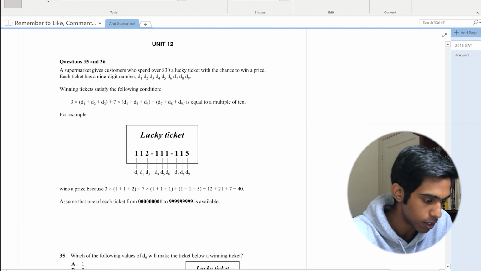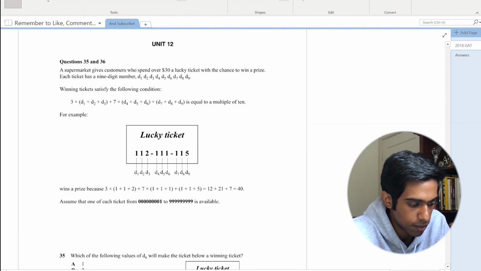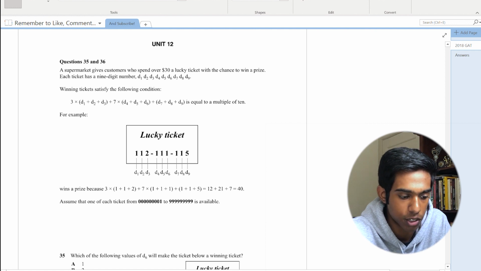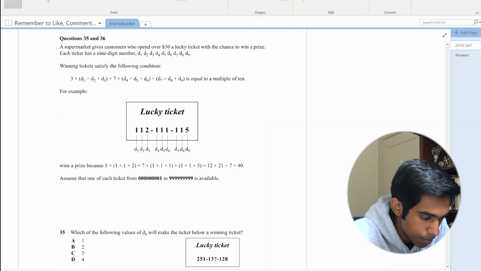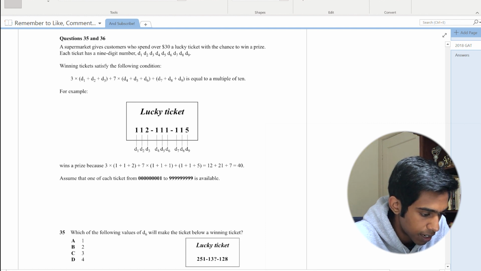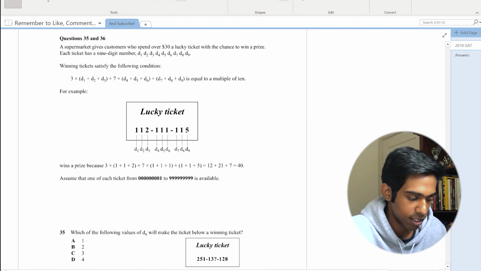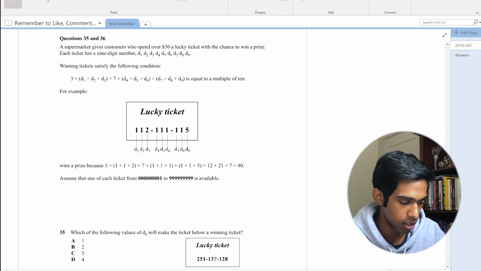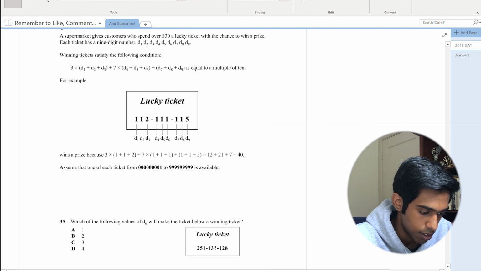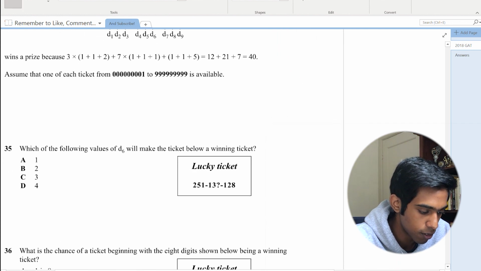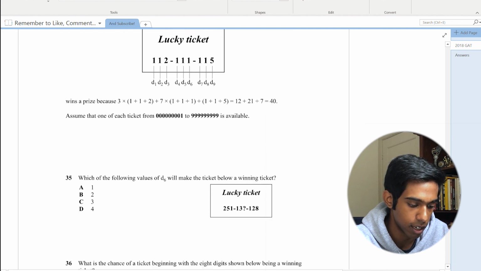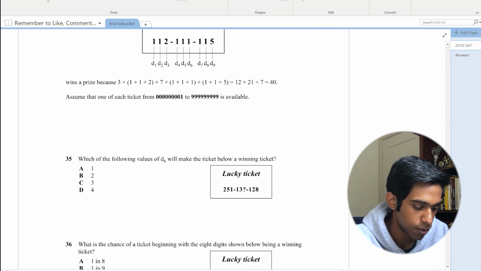Okay. So Unit 12, we've got question 35. A supermarket gives customers who spend over $30 a lucky ticket with the chance to win a prize. Each ticket has a 9-digit number. Winning tickets satisfy the following condition. Okay, so 3 times the first 3 numbers added together plus... there's just a mathematical equation here. And assume that each digit from 0 to 9 is available. So which of the following values of D6 will make the ticket below a winning ticket? So we just follow the equation here basically.